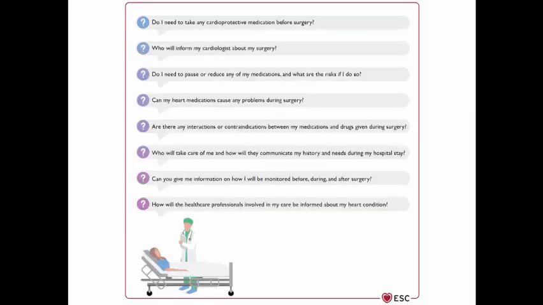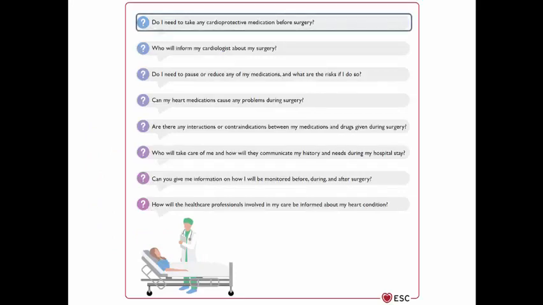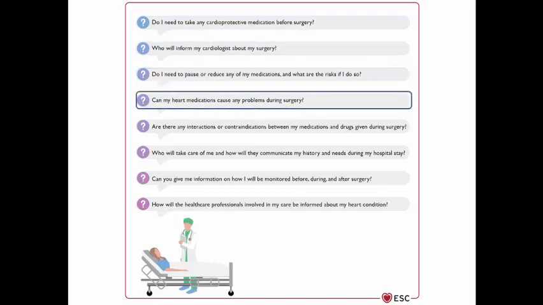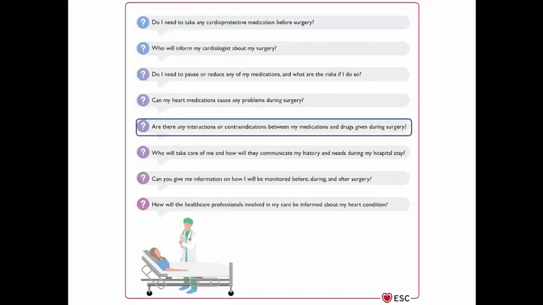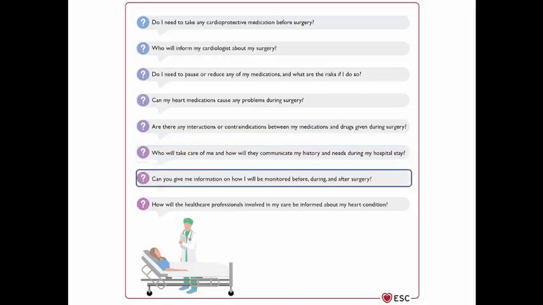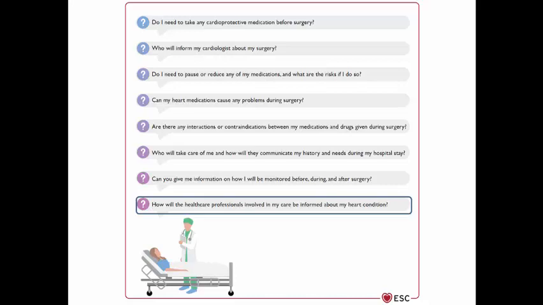And these are famous examples of the questions that patients usually ask, like, do I need to take any cardioprotective medications before surgery? Who will inform my cardiologist? Do I need to stop or reduce any of my medications? Can my medications cause any problem during surgery or any contraindications with the drugs given during surgery? Who will take care of me and communicate any needs during my hospital stay? Can you please give me any information on how I will be monitored before, during, and after surgery, and how will the healthcare professionals involved in my care be informed about my heart condition?